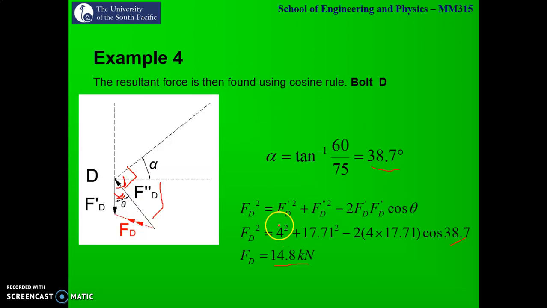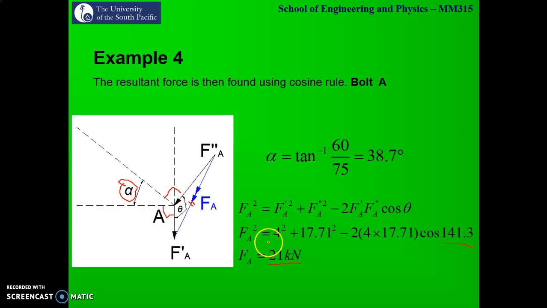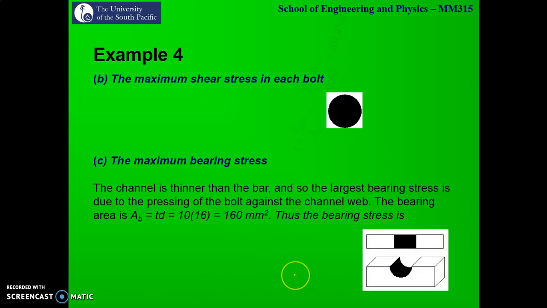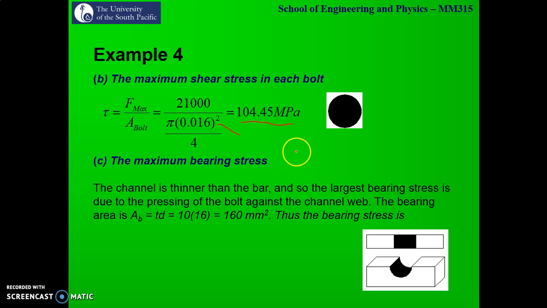Finally, your maximum stress. Once we have calculated the forces acting on all the bolts, force Fd is the same as the resultant force acting on bolt C. Between these, the maximum force was acting on bolt A and bolt B, which was 21 kilonewton. Your maximum shearing stress is nothing but Fmax divided by the cross-sectional area of the bolt. The cross section is a circle, and we know that the bolt was M16, which has a 16 mm diameter. So the area is calculated using pi d squared over 4. So 21 kilonewton divided by the area, you will get your shearing stress as 104.45 megapascal.